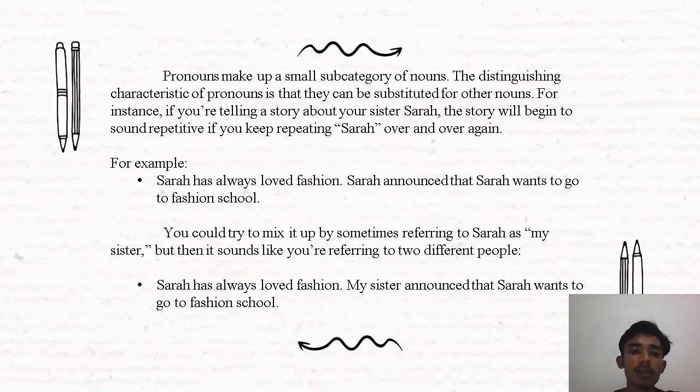For instance, if you are telling a story about your sister Sarah, the story will begin to sound repetitive if you keep repeating Sarah over and over again. For example, Sarah has always loved fashion. Sarah announced that Sarah wants to go to fashion school. You could try to mix it up by sometimes referring to Sarah as my sister, but then it sounds like you are referring to two different people.